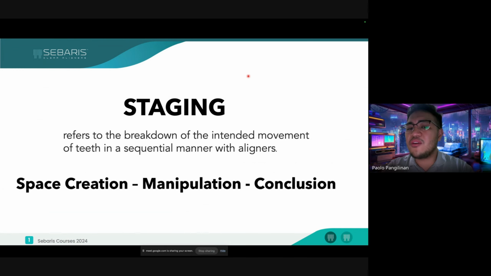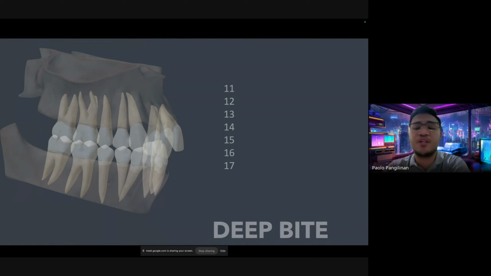Staging is broken down into three main elements. So it's like a symphony. It's like a song. It's like an orchestra of things. Staging is broken down in such a way that usually the first step is space creation. You have to create space because it follows the fourth principle. Now, manipulation follows the rest of the principles, and conclusion follows the rest of the principles. So let me just give you an example on how staging works.